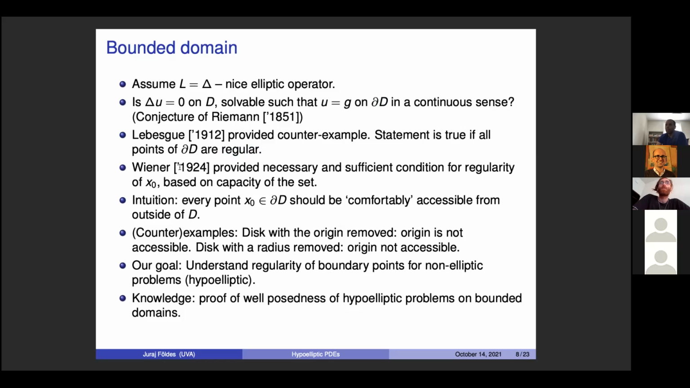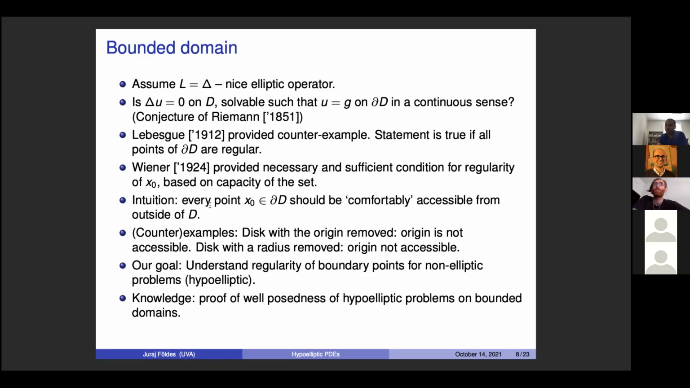And in another 12 years, Wiener provided the necessary and sufficient condition for the regularity of a point. And it's based on the capacity of the set. You probably read this in a basic PDE book, in Evans or in Gilbarg and Trudinger and so on and so forth. They have this whole theory of capacity. And then there is a whole theory of non-smooth domains, how we are going to interpret the boundary condition and so on and so forth. Very difficult theory.